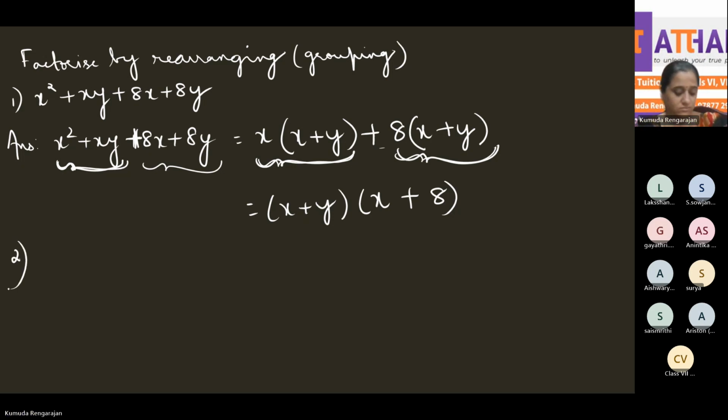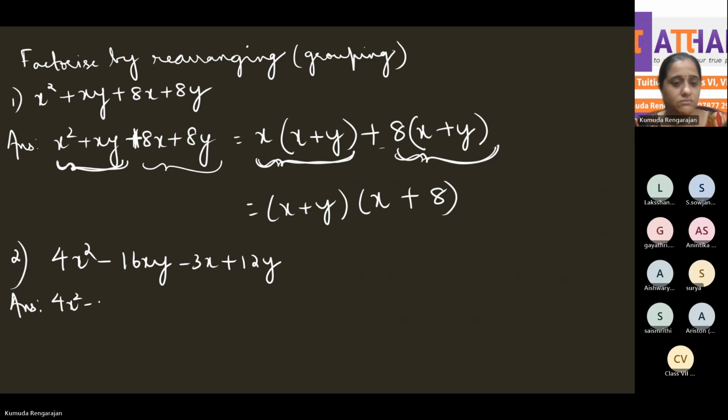Next one. You don't have to change it. You can just group it like this because you can see 4 into 4 is 16 and 3 into 4 is 12. So you can just group it in the same order.